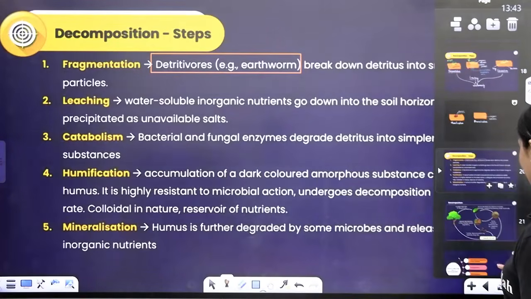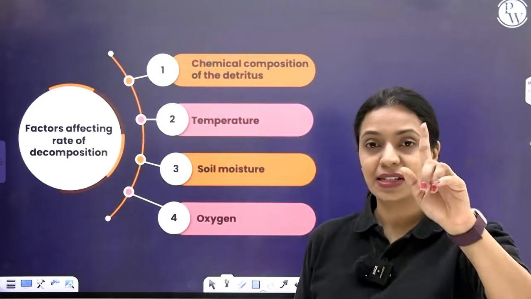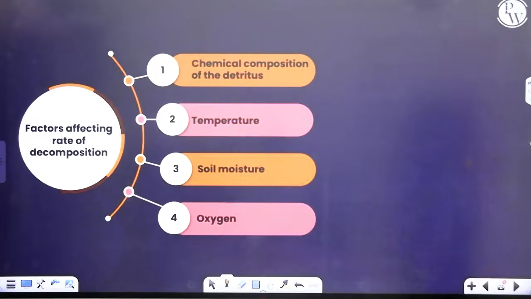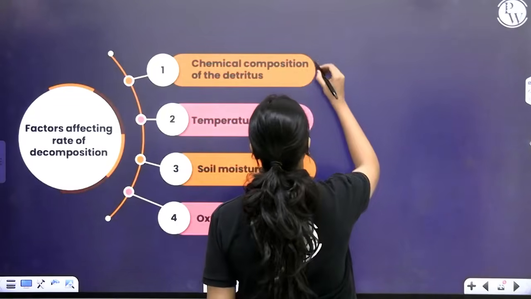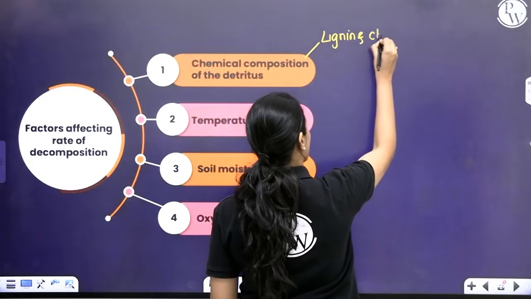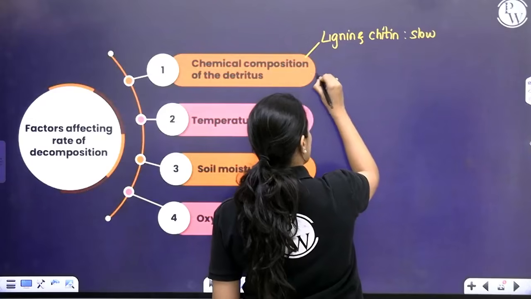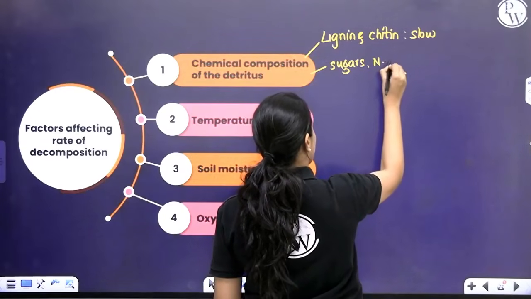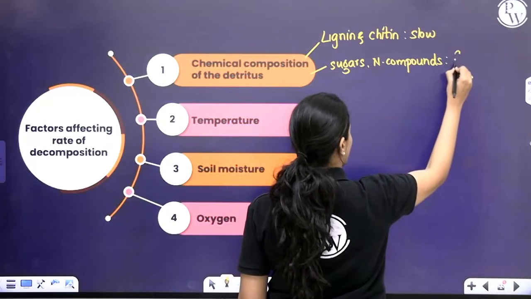Now let's understand what are the different factors that affect decomposition. Firstly, it is the chemical nature of the detritus. If the detritus is made up of substances like lignin and chitin, it will be slow. If it is made up of sugars and nitrogen containing compounds, then it will happen relatively faster.